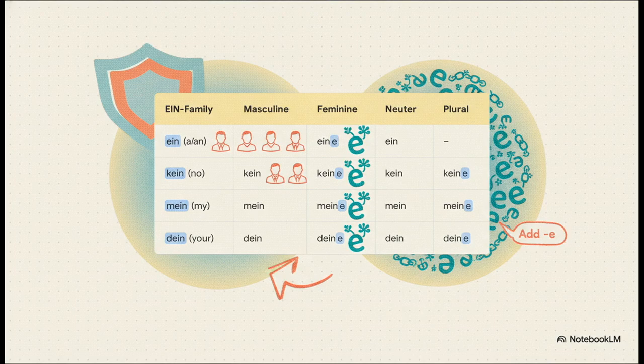Now let's look at the ein family. They do things a little differently. Take a look at that masculine column again. You've got ein, kein, mein. Notice something missing? There's no ending. They're kind of naked here. But the moment they have to describe a feminine or a plural noun, they put on that little e ending. And that's it. That is the one big difference you need to remember between these two families right now.